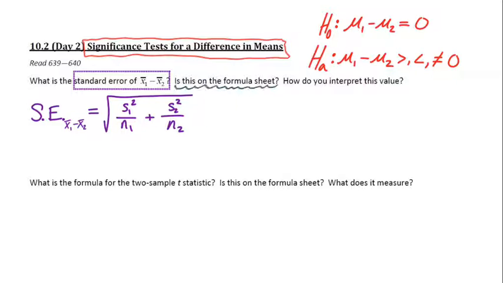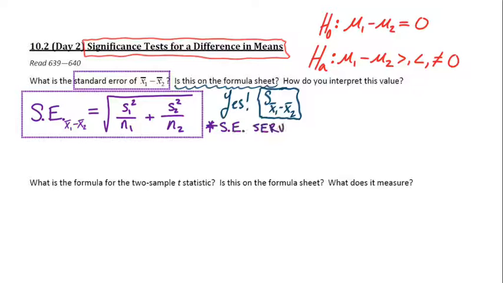The next piece there, is this on the formula sheet? And it actually is on the new AP formula sheet. They don't call it SE though. They just use lowercase s with the same subscripts. So we're using sample data for this value, the standard error. Right? We've got sample standard deviations. And just like when we did one sample t-test, the standard error is our best estimate for what the true population standard deviation might be.